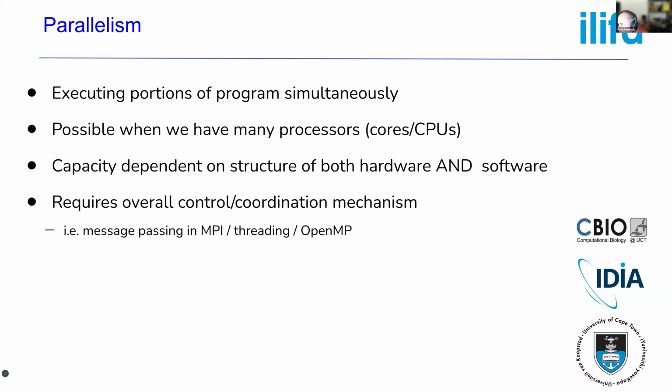We also need the software to have been written in such a way that it can take advantage of these resources. In other words, we cannot simply take a piece of software and expect it to run better or faster simply by running it on a machine with more cores. The software has to be coded with parallelism in mind. And this involves some overall control or coordination.